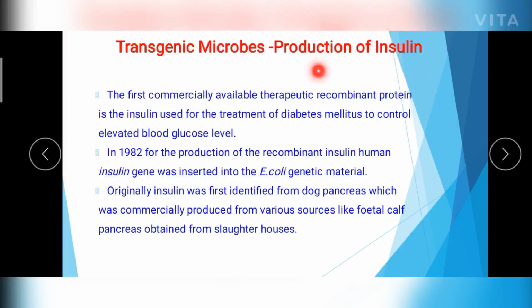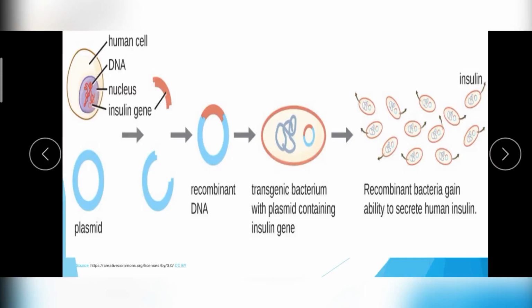First, coming to the transgenic microbes, that is the production of insulin. Insulin is the first recombinant protein produced for the treatment of diabetes mellitus to control elevated blood glucose level, in the year 1982. Originally, this insulin was isolated from the fetal calf pancreas and other animal pancreatic tissue, which is obtained from the slaughterhouses. So now it is commercially produced on a large scale in the recombinant E.